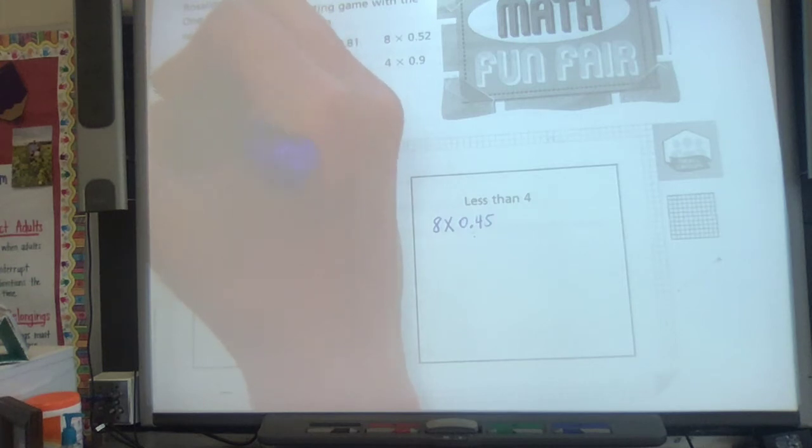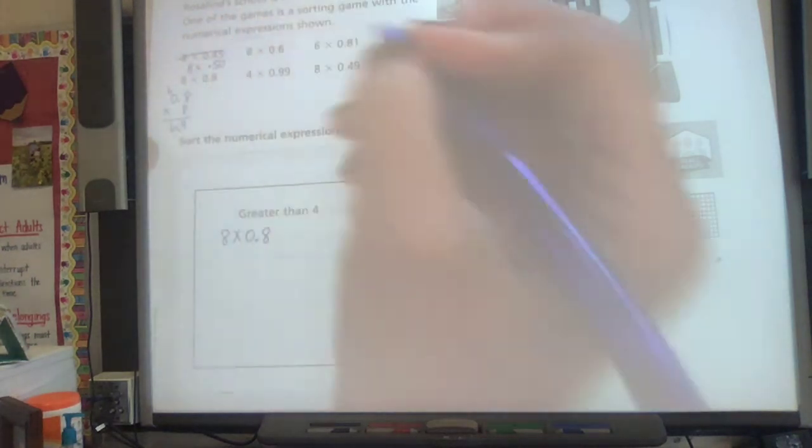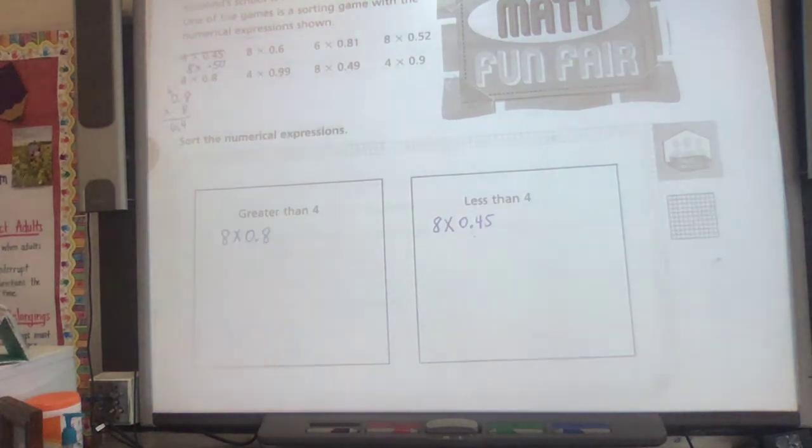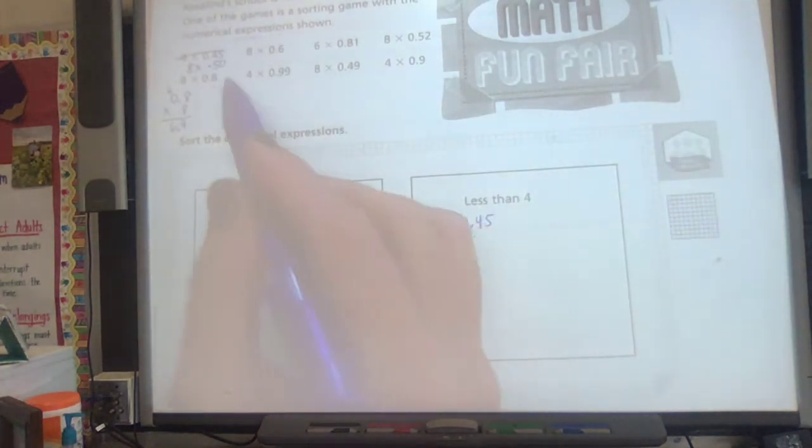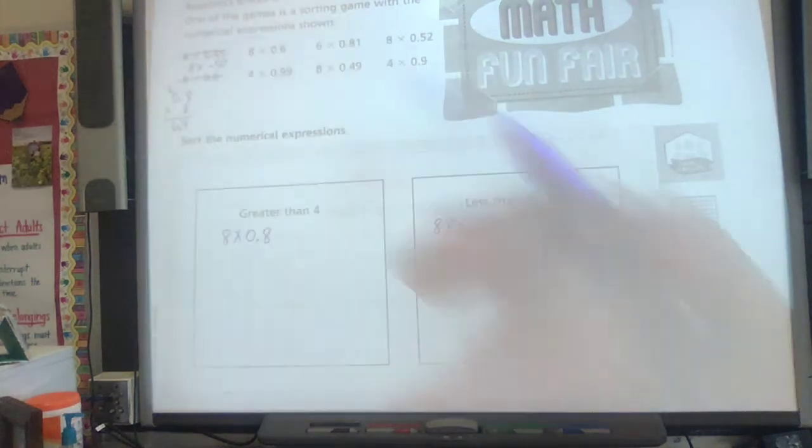8 times 0 is 0, plus 6 is 6. My decimal, if I have 8 tenths 8 times, I know it's going to be right here. I know it's going to be more than 1. So, see, that is greater than 4. There's nothing wrong with checking to see, but we should be able to kind of quickly figure that out in our head.